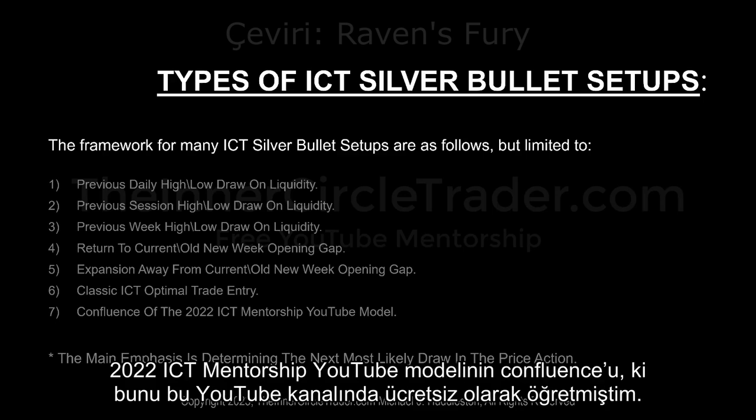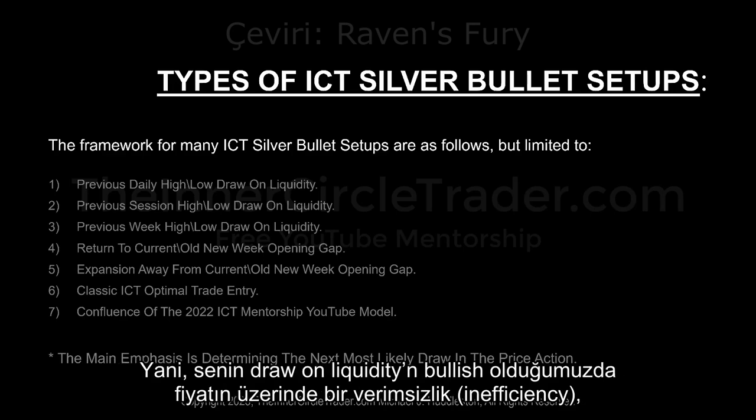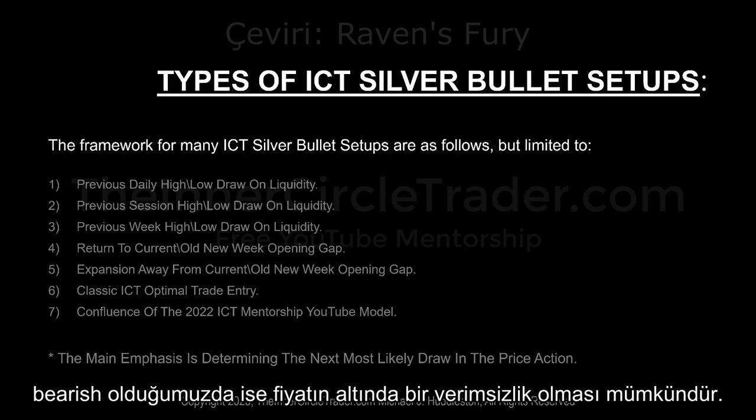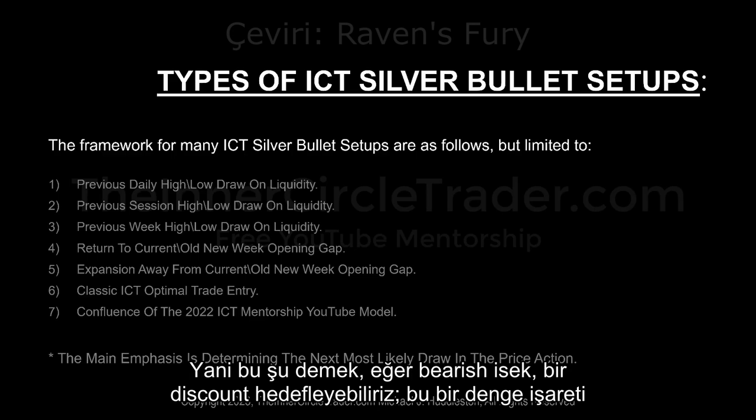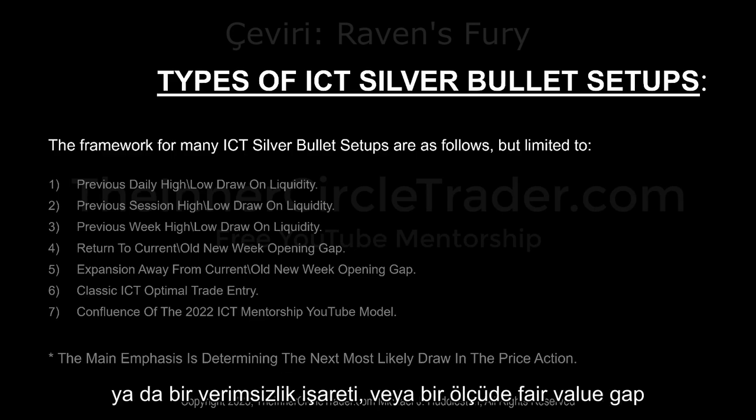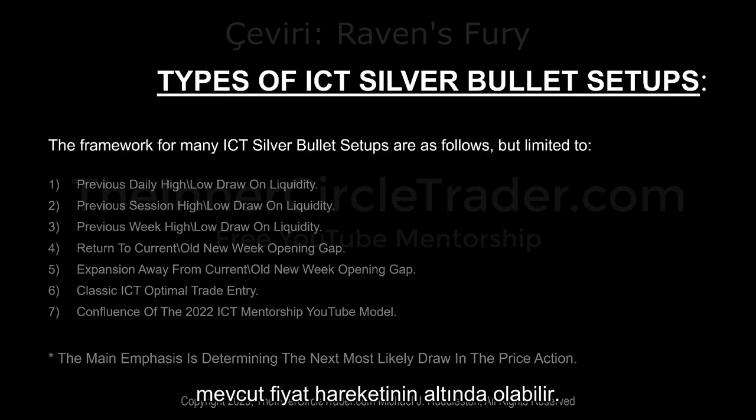Confluence of the 2022 ICT mentorship YouTube model, which I taught for free on this YouTube channel, meaning that your draw on liquidity could be an inefficiency above the marketplace when we're bullish, or an inefficiency below the price when we're bearish. Which means that if we're bearish, we could be aiming for a discount, buy side imbalance, sell side inefficiency, or some measure of fair value gap that would be below current price action. That would be your draw when bearish.